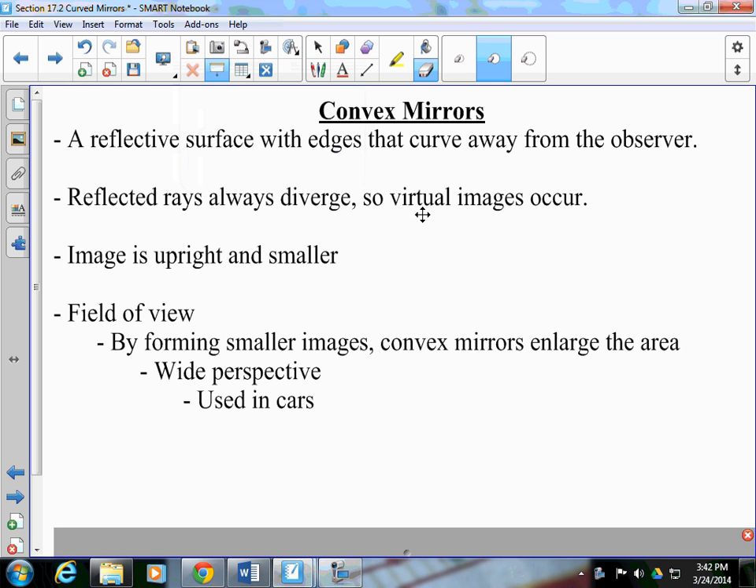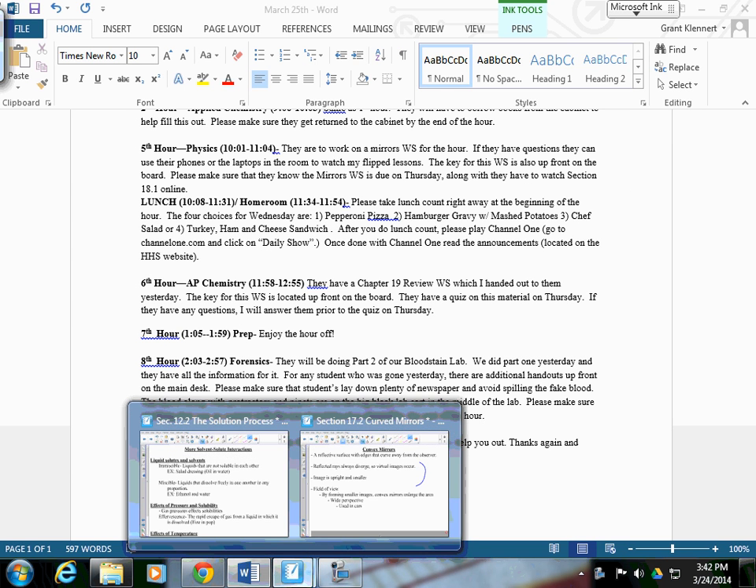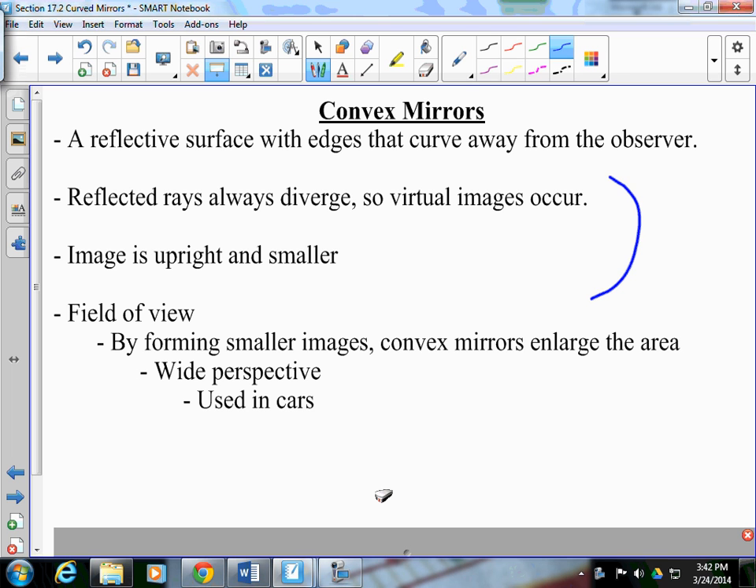So what's the difference between a convex and concave mirror? Remember, a concave mirror, the edges bowed out towards the observer. So this was our, excuse me, this was our concave mirror. A convex mirror, the edges are going to bow away from the observer. So a convex mirror is going to look like this.